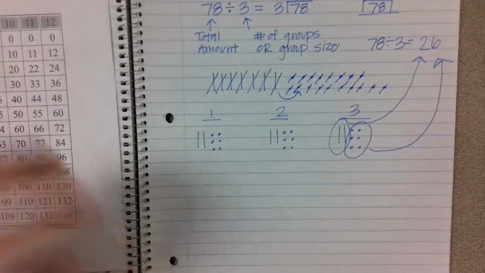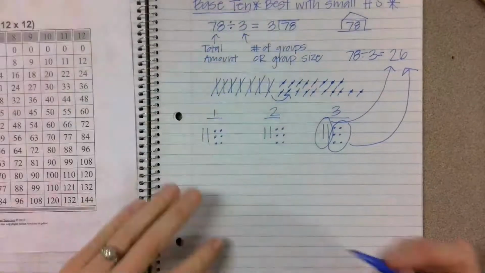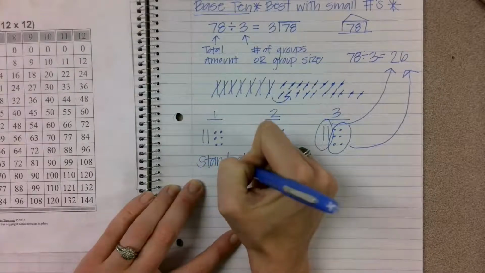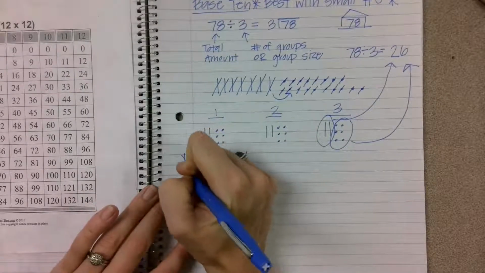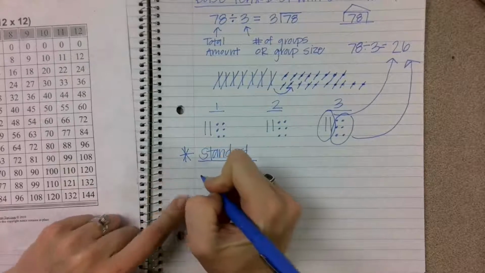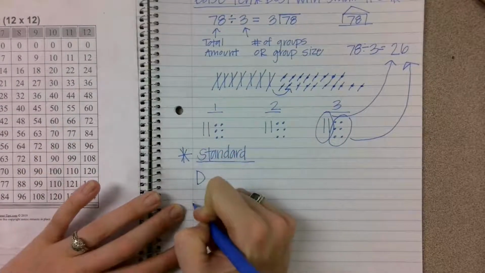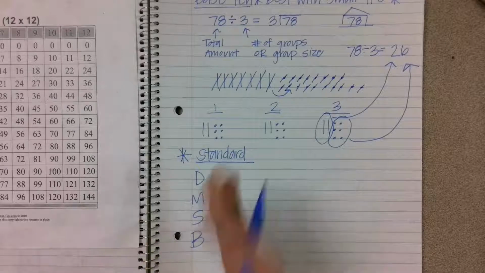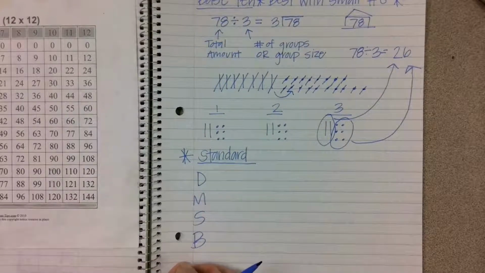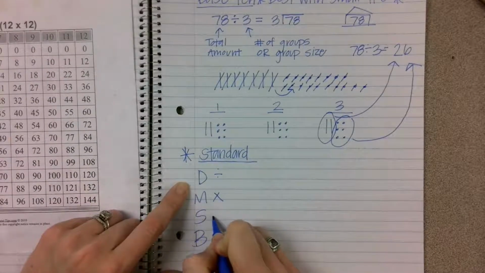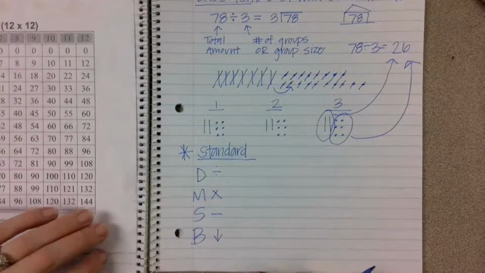So, now what I'm going to do is I'm going to show you the old-fashioned way. Well, we'll call it the standard way. This is my favorite way. So, when we do this way, we need to say a silly saying. It is, does McDonald's serve burgers? Now we know McDonald's definitely serves burgers. This is our silly saying we are going to use for every single division problem we have. So this stands for divide, multiply, subtract, and then bring down.